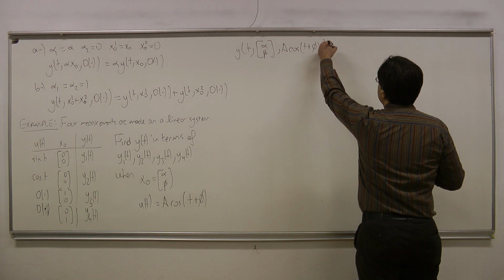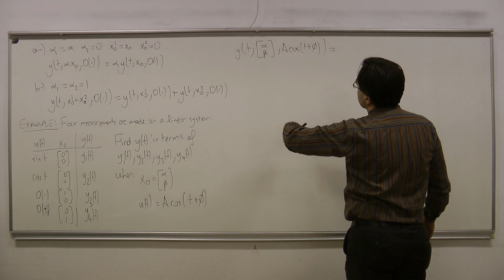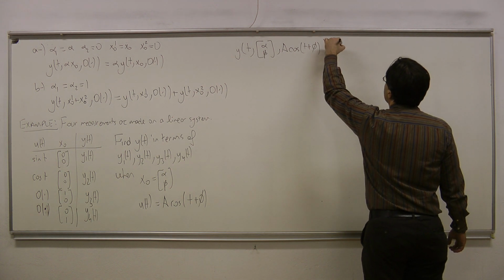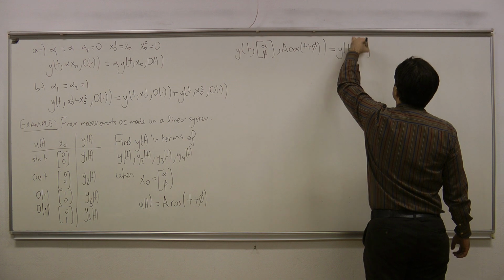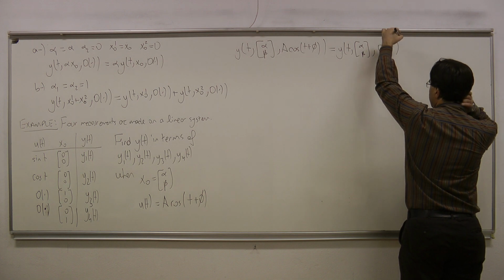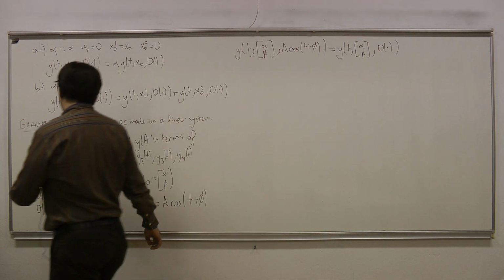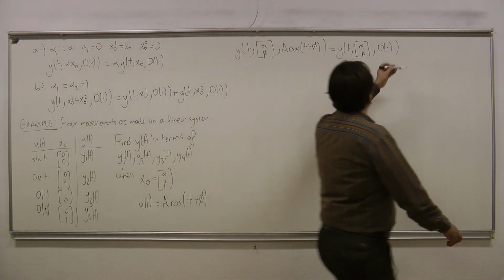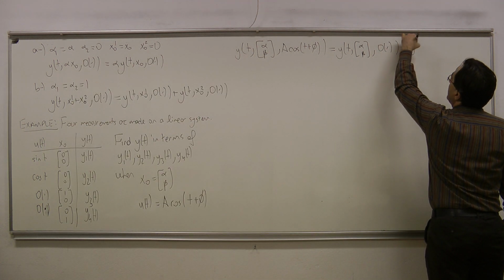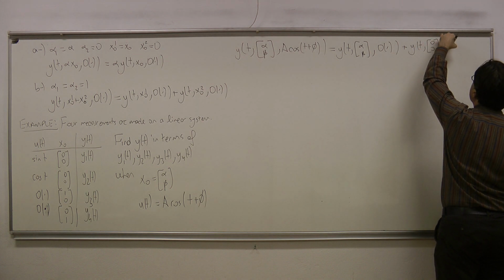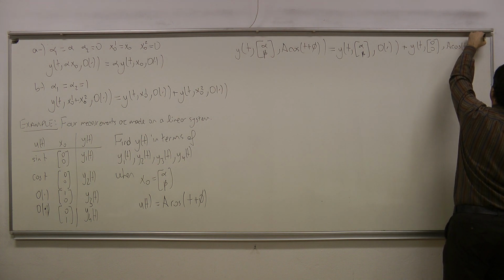Here is what I'm going to do. I'm first going to separate this output into zero state response and zero input response. So I have y of t with alpha, beta and the input 0, because my experiments are either zero input cases or zero state cases. Plus y of t with zero state, and finally a cosine t plus phi.